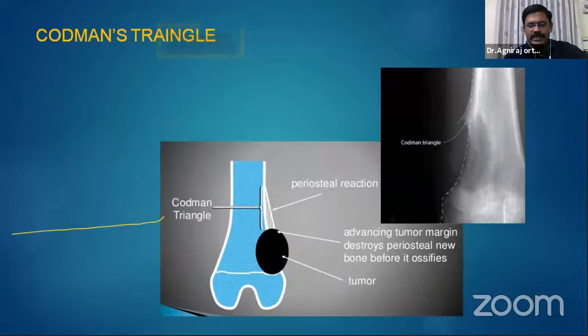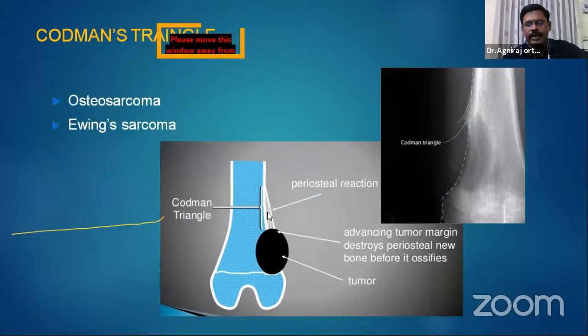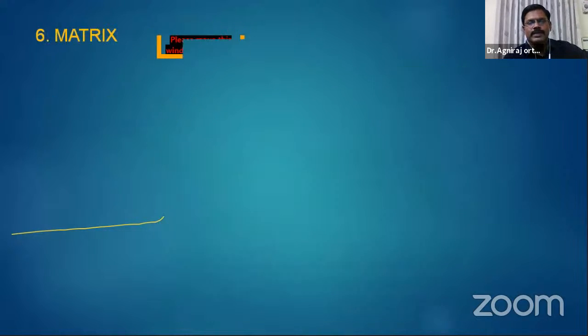Okay, so this is Codman's triangle. As I told you, the advancing tumor margin destroys the periosteum, and as a response, new bone is formed. That is called Codman's triangle. It is seen in osteosarcoma, Ewing sarcoma, and even chronic osteomyelitis you can add. In infection, chronic osteomyelitis, you can also get Codman's triangle.